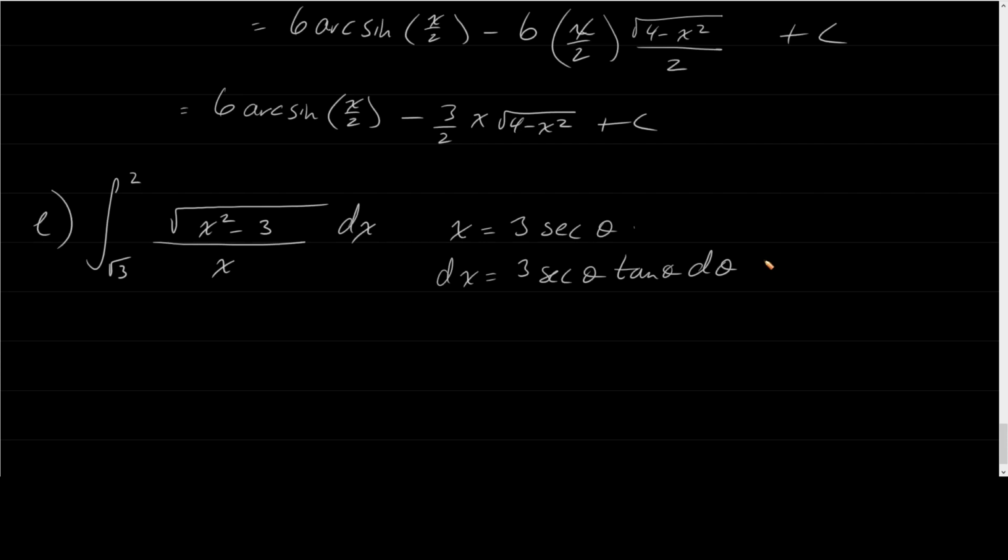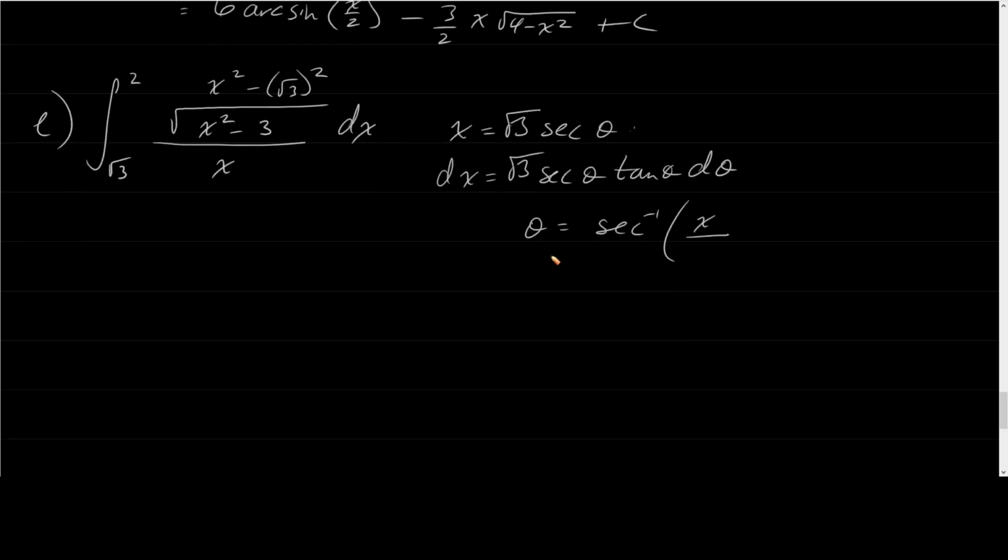Let's see what happens here. From this line, we can say that theta is equal to secant inverse of x over, not 3, radical 3. Why is it radical 3? Because this is in the form of x squared minus radical 3 squared. There we go, I caught my mistake early this time. Good job, us. We should be proud of me. But anyway, at this point I'll take that out of there.